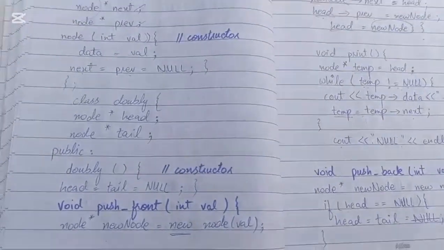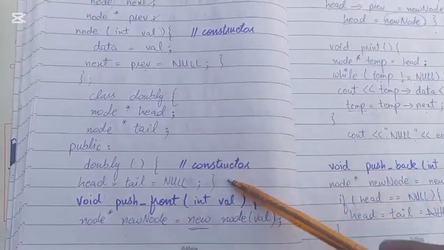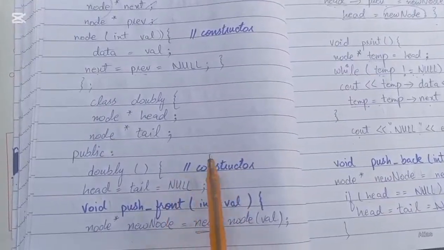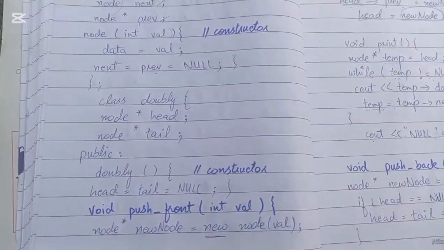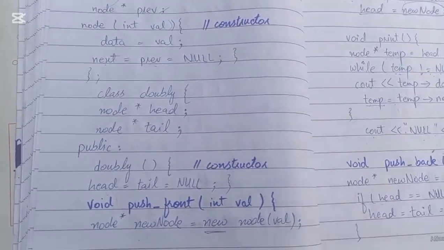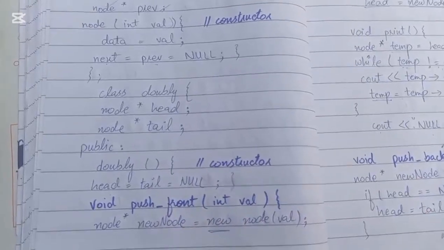Okay, moving forward, we will make another constructor under the name of Doubly, and in this we take head and tail as null, like there's no value in head and tail. Then we will make a void push front function. Why? Because we have to add a node at the start. Then we add the node in the start. That's why we made a push front function.